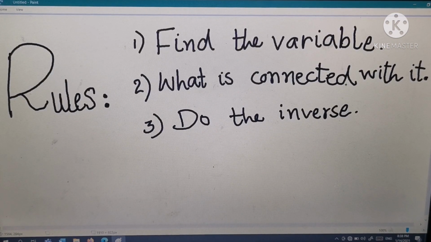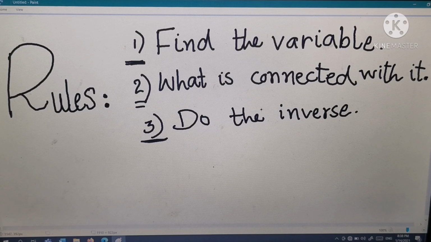These are three main rules to solve an equation. First of all, we will find the variable. The second one, what is connected with it? With it means with the variable. Then the third one is do the inverse.